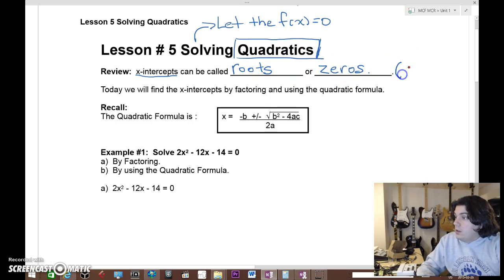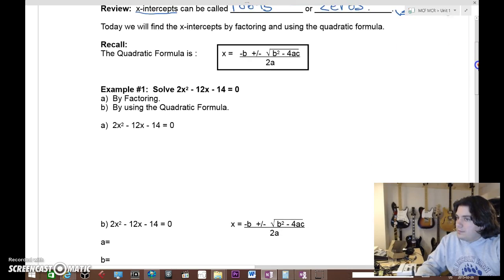You may also hear solve. Solve is a big one. When it says solve this equation, that is the same thing as saying find the roots, find the zeros, find the x-intercepts. It's all the same thing.